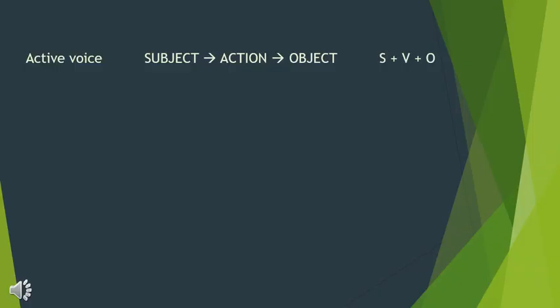Let's revise. Active voice. Subject, action, object. Subject performs the action and the object receives the action. The structure of active voice is S plus V plus O. Subject plus verb plus object.